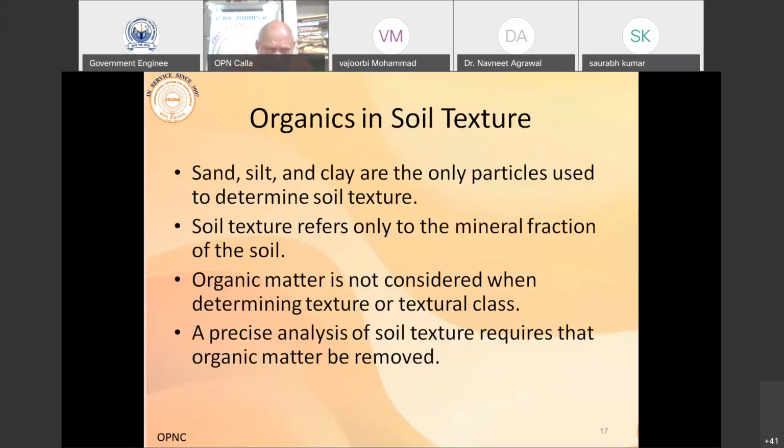Soil has texture plus also various organics. And organic matter is also there, and that also helps in determining the texture or textural class. And in our case, we largely depend upon the soil texture.